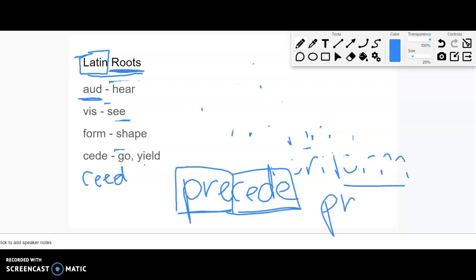Or to proceed means just to go, like proceed ahead. It's just like go ahead. So again, by knowing the root word, that can help me understand what this word is.